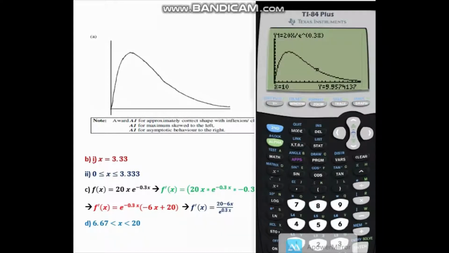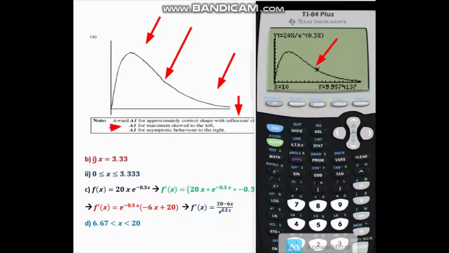So the drawing looks very similar to the marking scheme. You are given a mark for approximately correct shape with inflection, and by inflection or change of curvature we mean that it goes from a frown to a smile, and there is the point where the curvature changes roughly, so you had to copy this from the calculator. It had to have a change of curvature.